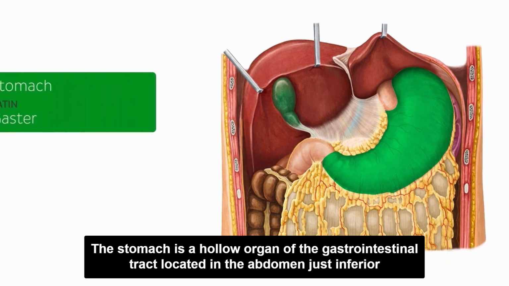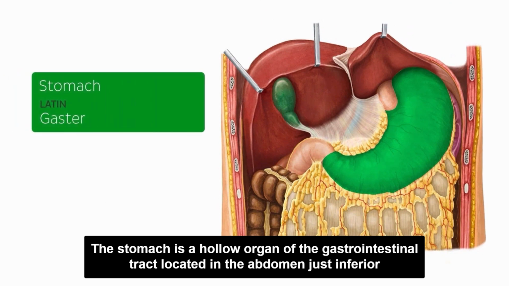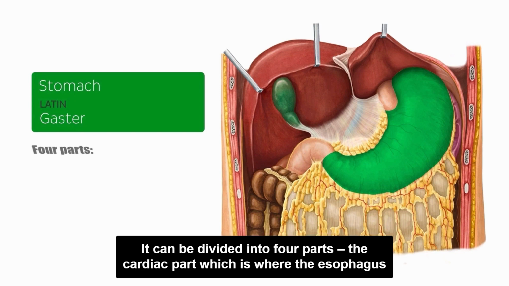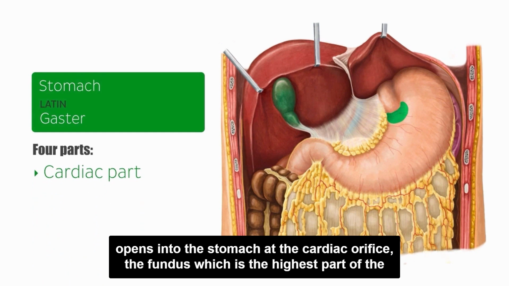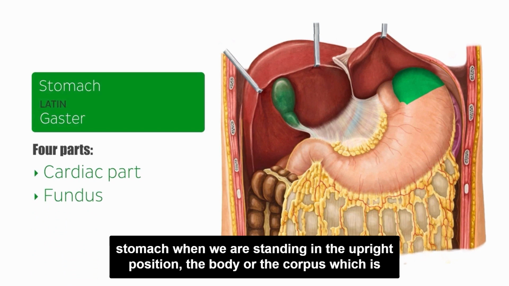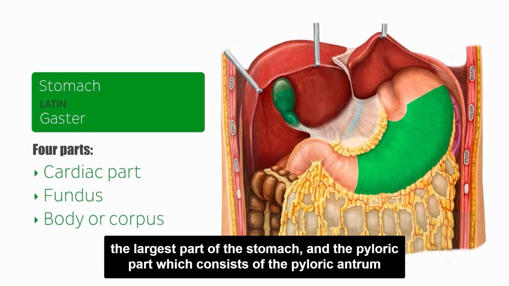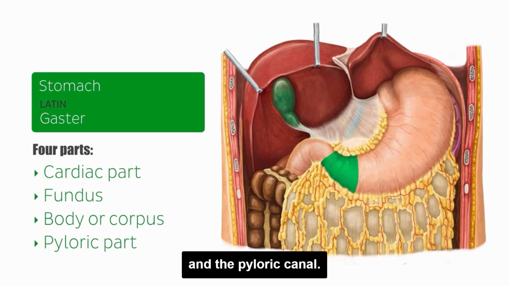The stomach is a hollow organ of the gastrointestinal tract, located in the abdomen, just inferior to the diaphragm. It can be divided into 4 parts: the cardiac part, which is where the esophagus opens into the stomach at the cardiac orifice; the fundus, which is the highest part of the stomach when we are standing in the upright position; the body or the corpus, which is the largest part of the stomach; and the pyloric part, which consists of the pyloric antrum and the pyloric canal.